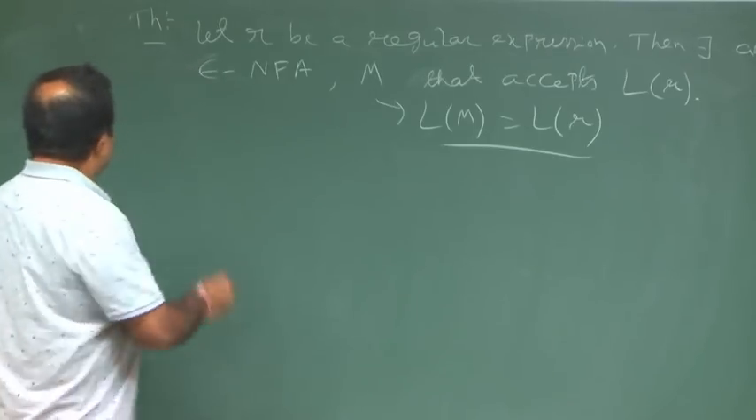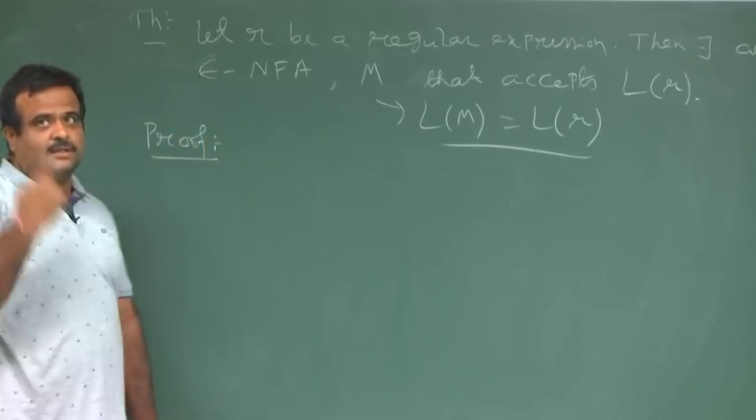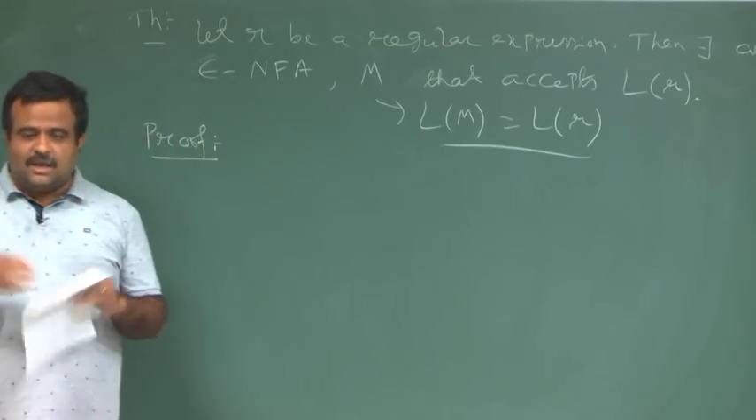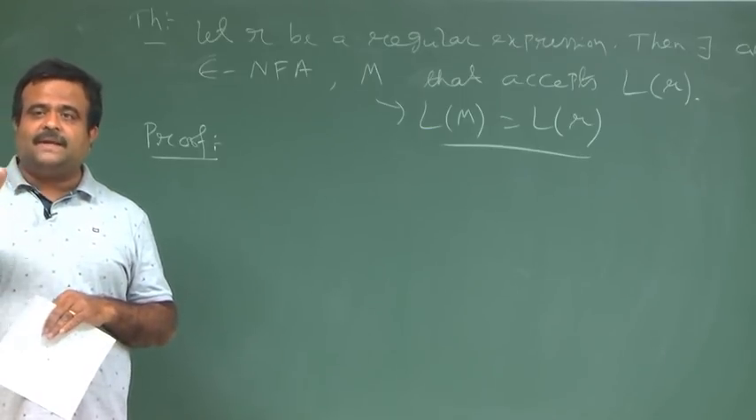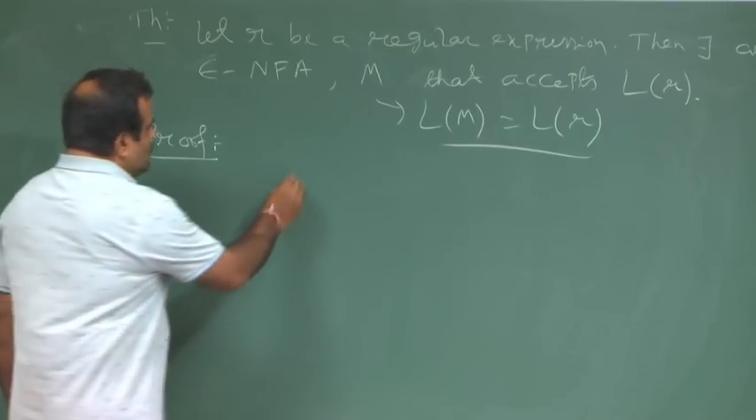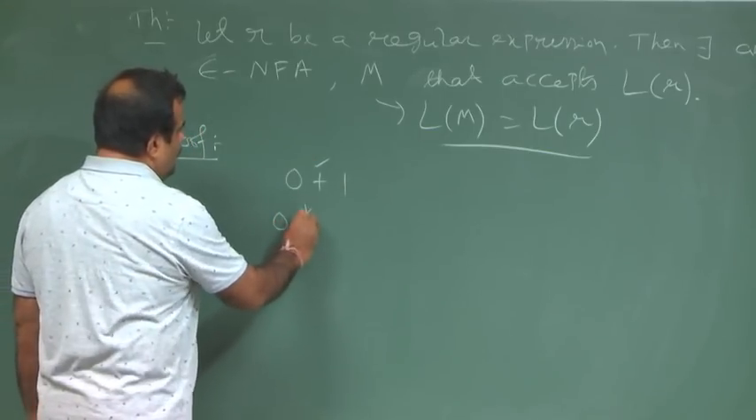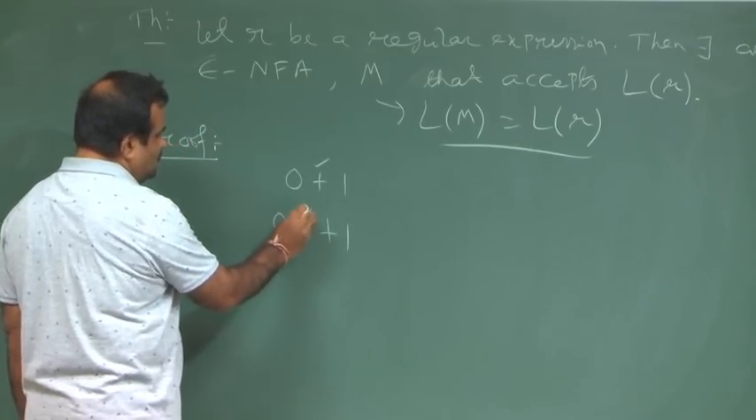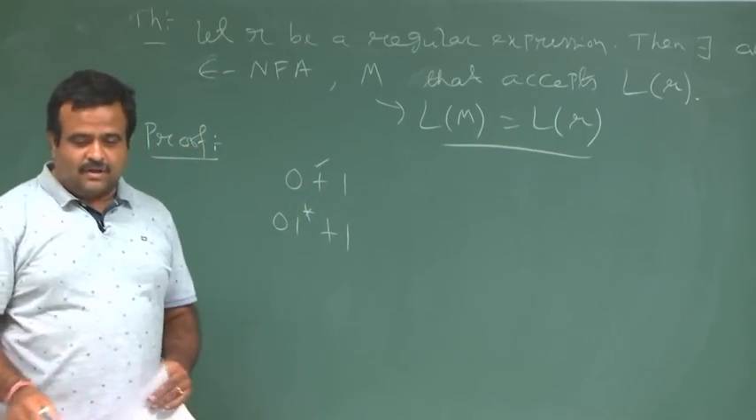To prove this we will use the method of induction. So, how to use the method of induction? For induction we should have something on the natural numbers. Here the natural number is the number of operators in the regular expression. How many operators are there? Like if we have say 0 plus 1, there is only one operator. If we have 0 1 star plus 1, there are 3 operators: one is concatenation, one is star, and one is plus.